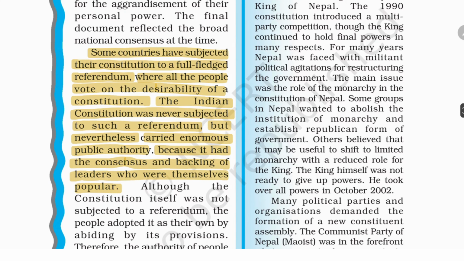Some countries have subjected their constitution to a full-fledged referendum, where all the people vote on the desirability of a constitution. The Indian constitution was never subjected to such a referendum, but nevertheless carried enormous public authority because it had the consensus and backing of leaders who were themselves popular. Kindly highlight this portion, the way you can see on the screen. This can be used in prelims for elimination. There can be a question like, was the Indian constitution ever exposed to any kind of referendum? And you can say no.